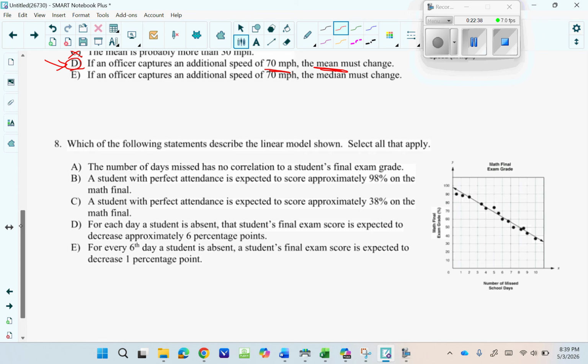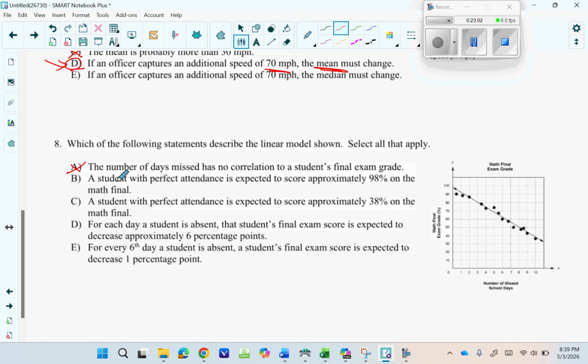Okay, let's go to number 8. So we have another scatter plot, and this is another select all that apply. So let's look at this. The number of missed school days, and they're comparing that to grade. The number of days missed has no correlation. That is not true. We definitely see a negative correlation because it's going downhill.